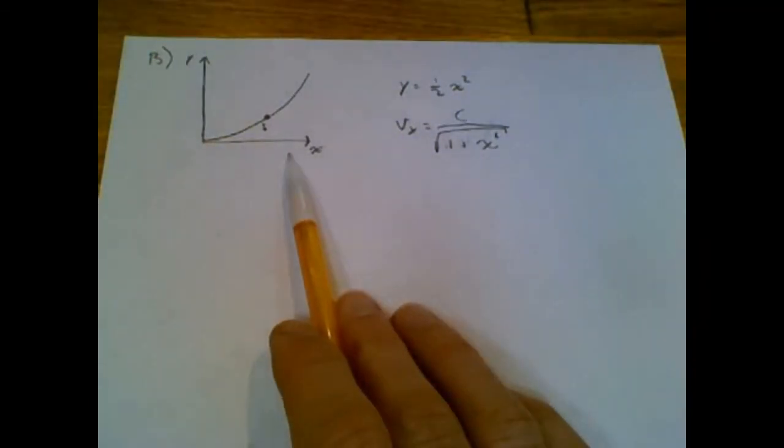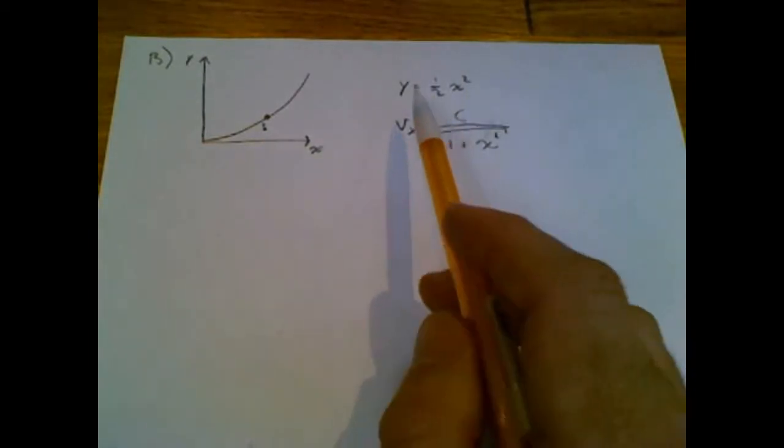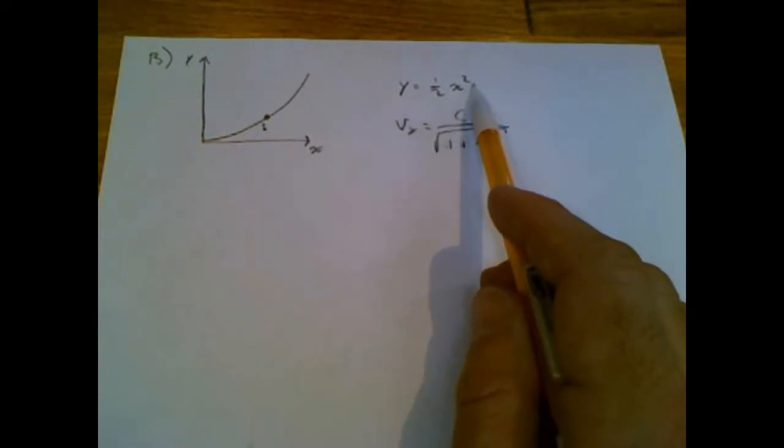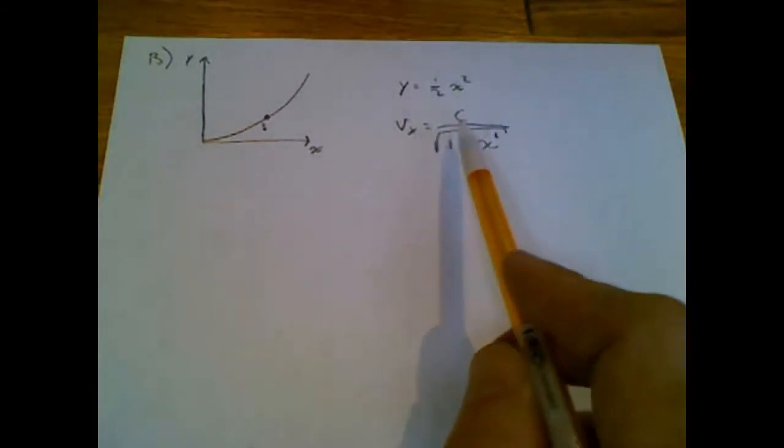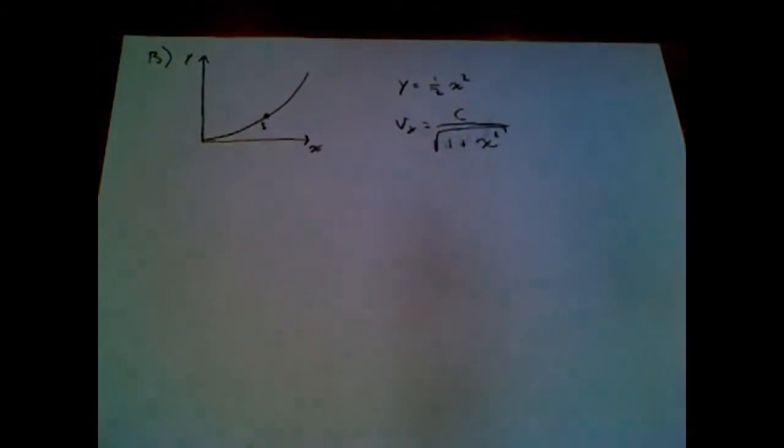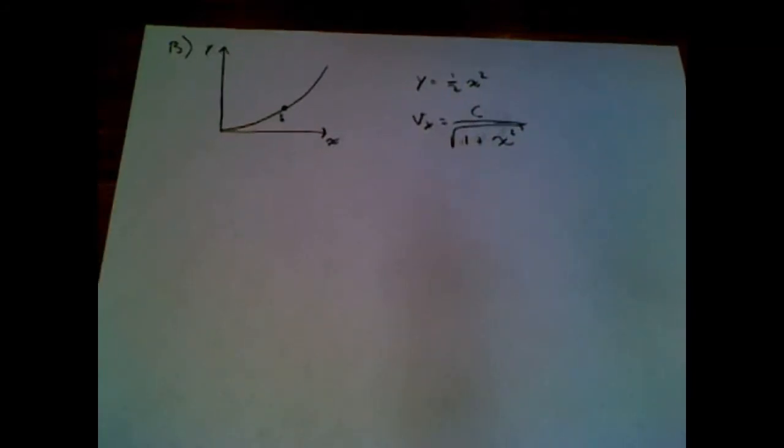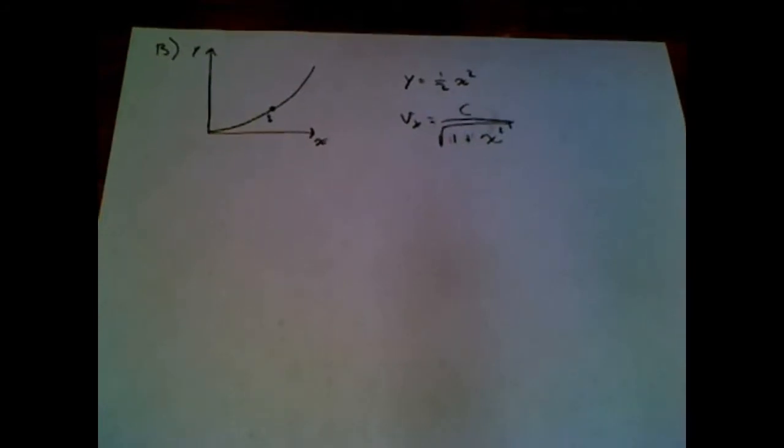Okay, so moving on to part B, I recopied the graph, though that's at the bottom of the question. We're going to come back to that later. They tell us it's the same parabola, which means we have the same y equals 1/2 x squared, but this time they tell me vx, or the velocity in the x direction, is equal to c divided by 1 plus x squared to the 1/2 power. That's the same thing, obviously, as the square root of 1 plus x squared. And now they want us to show that the particle's speed is constant. So that speed word is the most important.